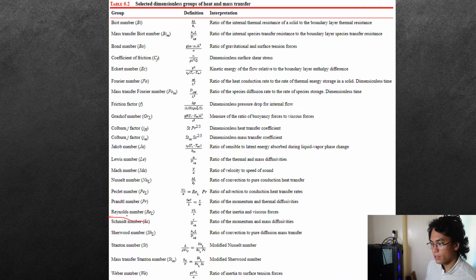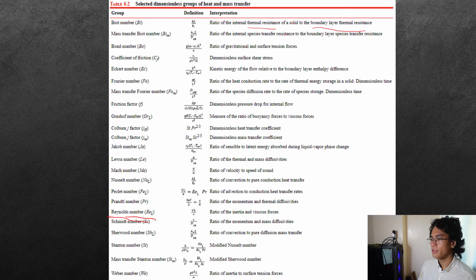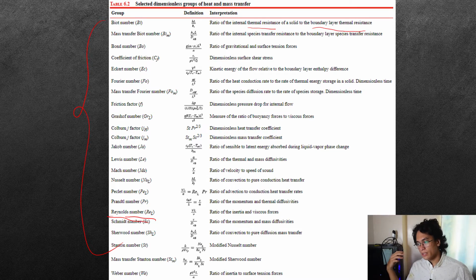So depending on which number you will be using, the applications vary. For example, here we have the Biot number. This is the ratio of internal thermal resistance of a solid to the boundary layer thermal resistance. There are different numbers which are all listed here, and they are applied to different applications and different conditions wherein it is needed.